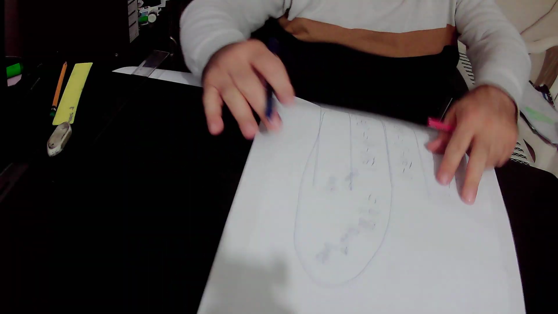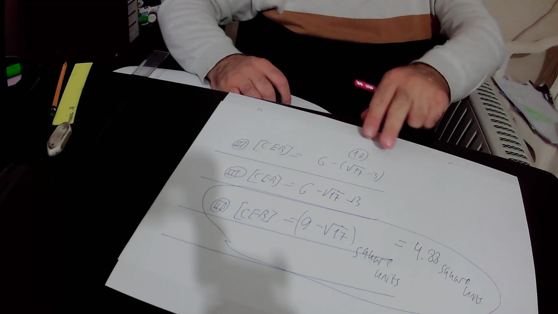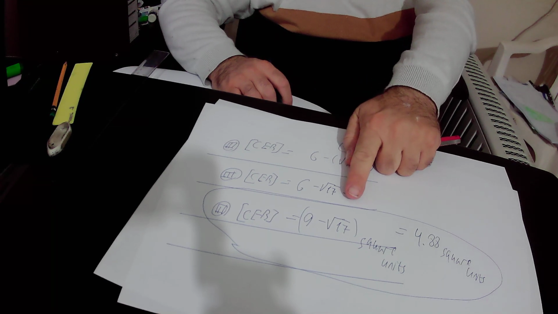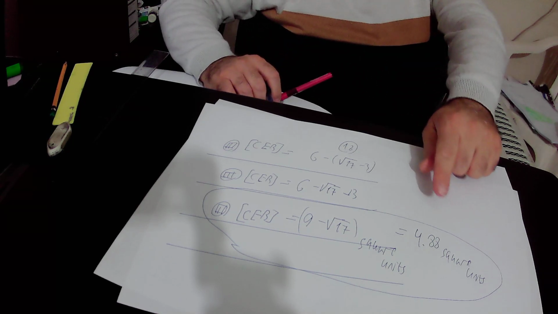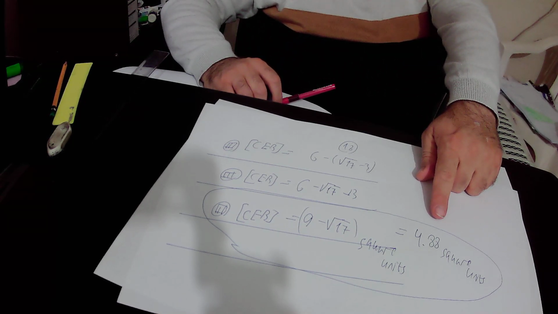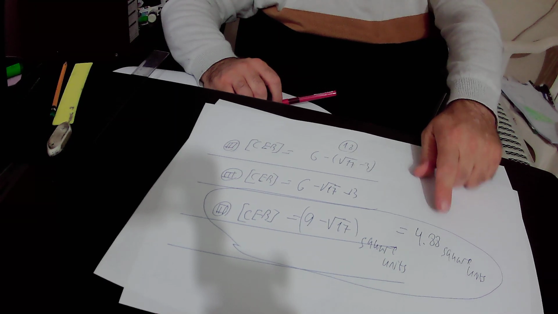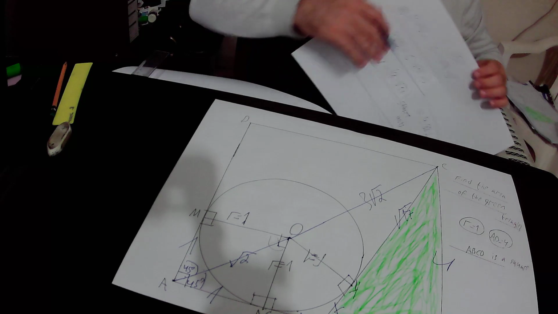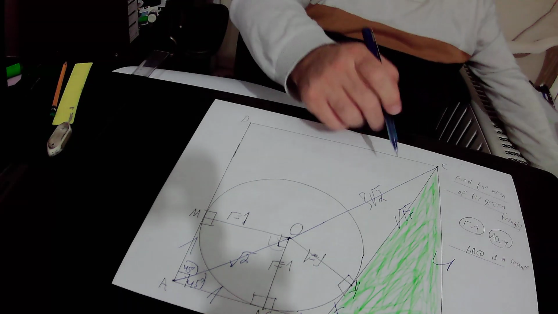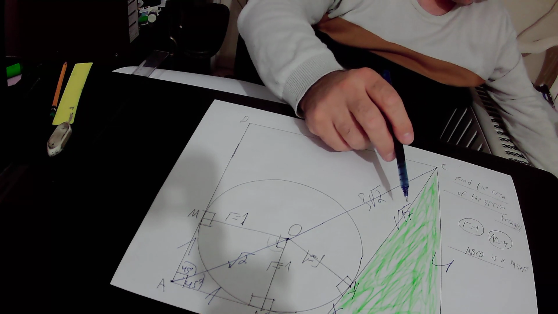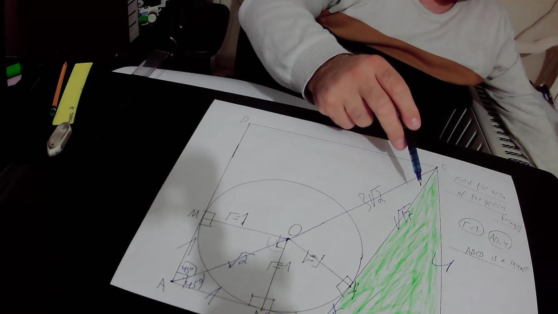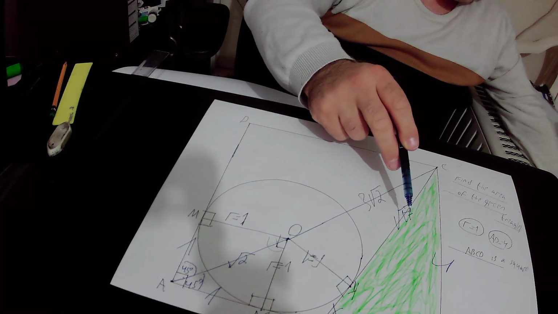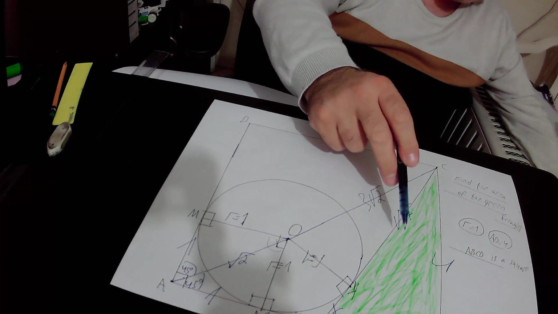I'll repeat again. We actually found out that the area of the green right triangle CEB equals either 9 minus square root of 17 square units, or in terms of numbers, it equals 4.88 square units.